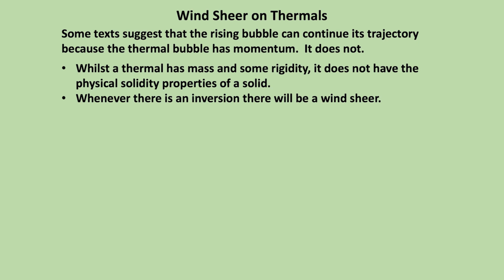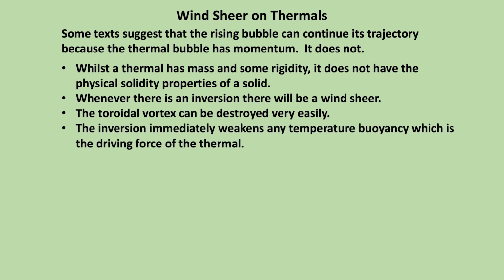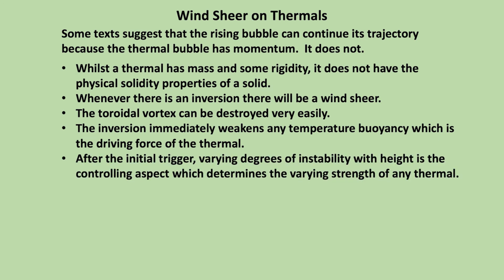So whenever there is an inversion, there will be a wind shear. The toroidal vortex can be destroyed very easily. The inversion immediately weakens any temperature buoyancy, which is the driving force of the thermal. After the initial trigger, varying degrees of instability with height is the controlling aspect which determines the varying strength of any thermal.